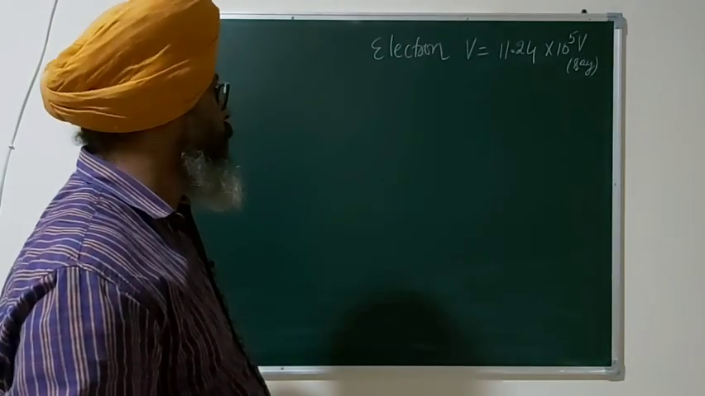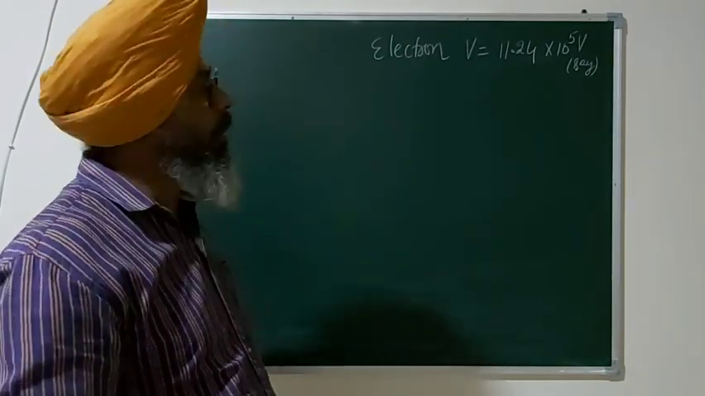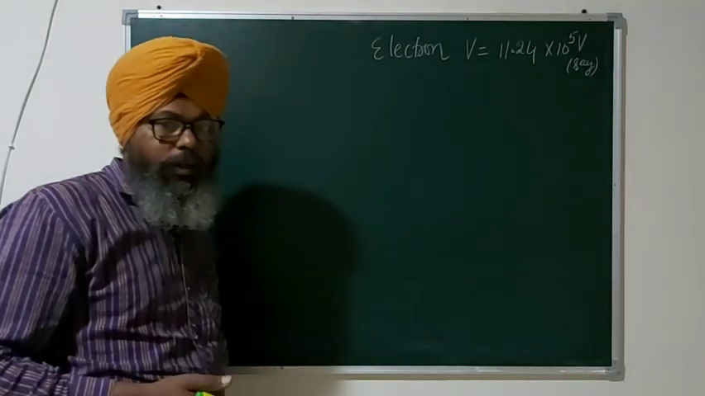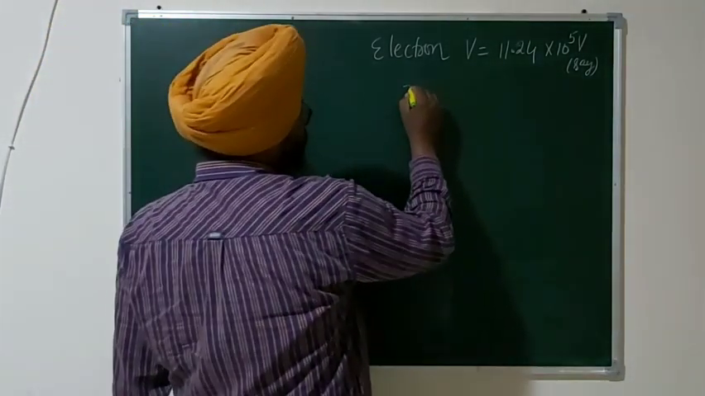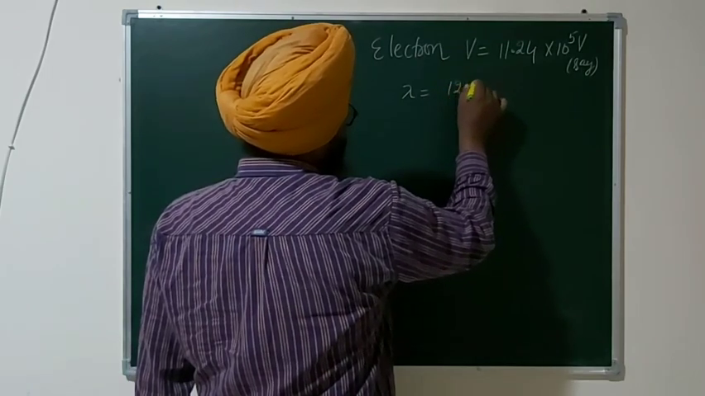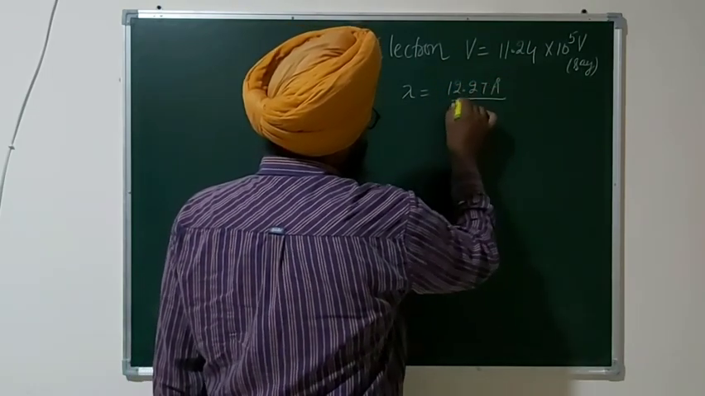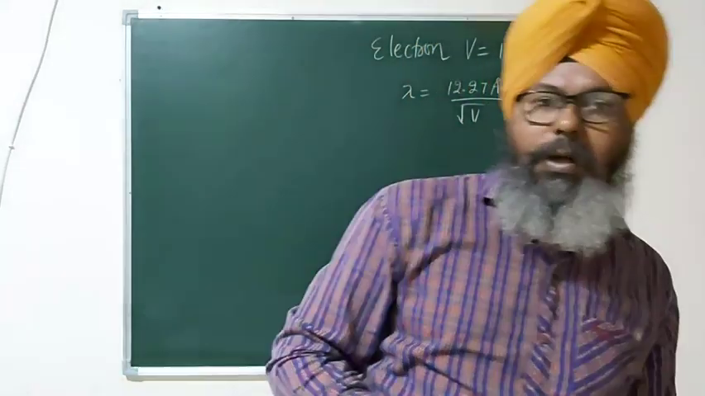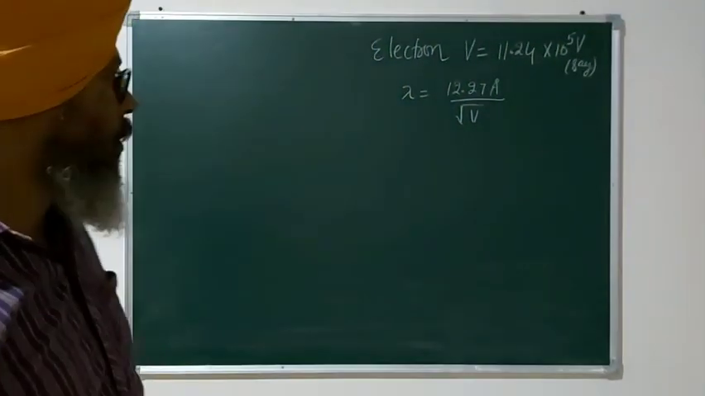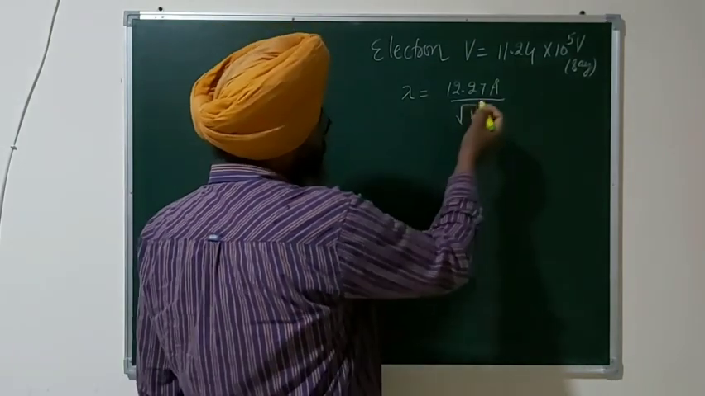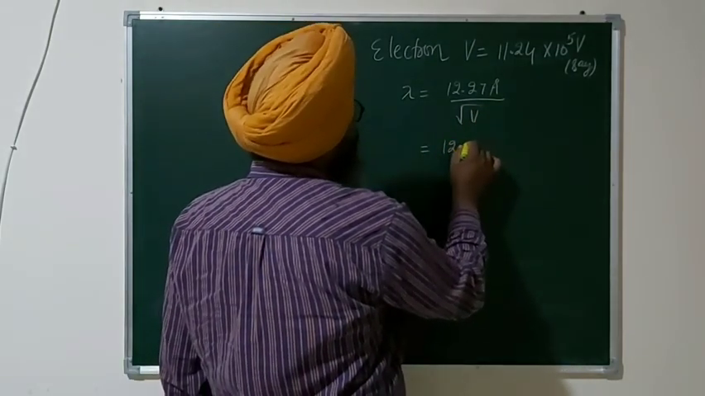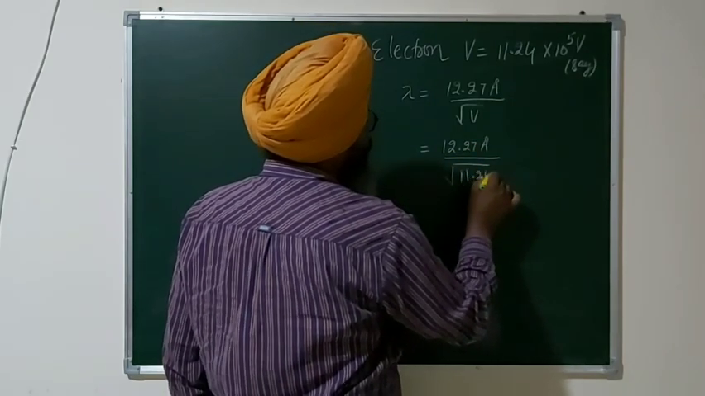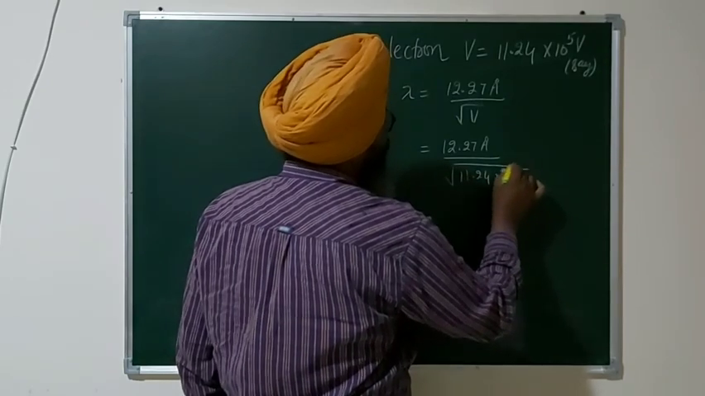Now, if you are asked to find its wavelength, what is the wavelength of an electron which is accelerated by this much potential? Now, if you do not have the knowledge about the limitation of this expression, that lambda is equal to 12.27 angstrom divided by square root of voltage, then you may find a wrong answer for the wavelength of the electron. For example, you will be just putting this value 12.27 angstrom divided by square root of 11.24 into 10 raised to power 5.